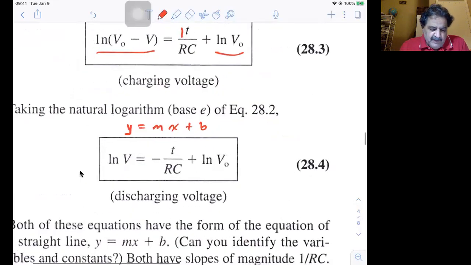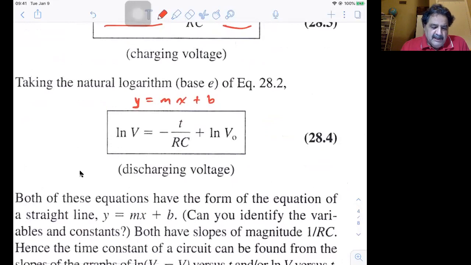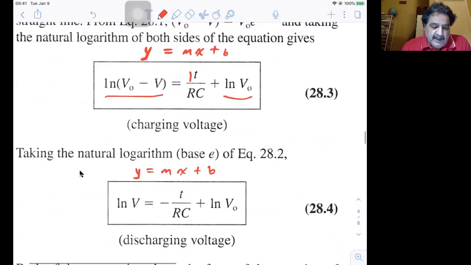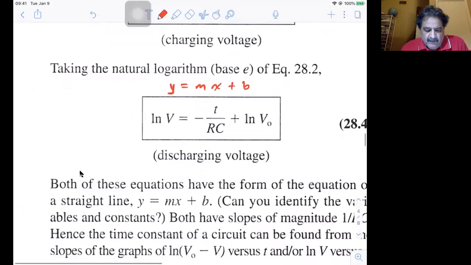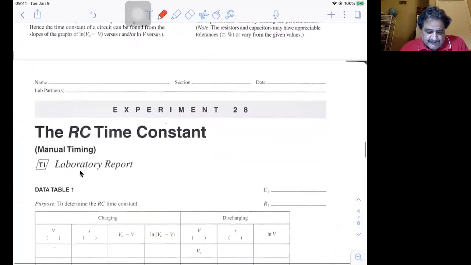Now, on a discharge curve, this is the equation, and again, it takes the form of y equals mx plus b, where this is your y, this 1 over RC is your slope. That's kind of messy, but you understand what I'm doing. And then the natural log of V0 is your b.